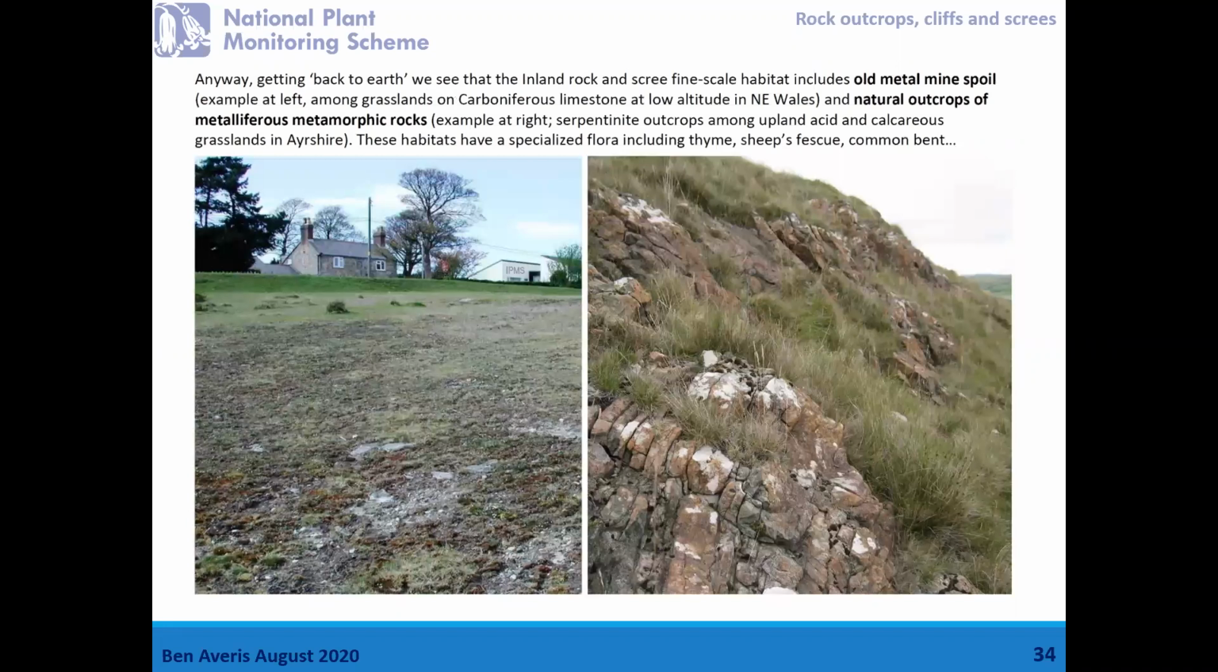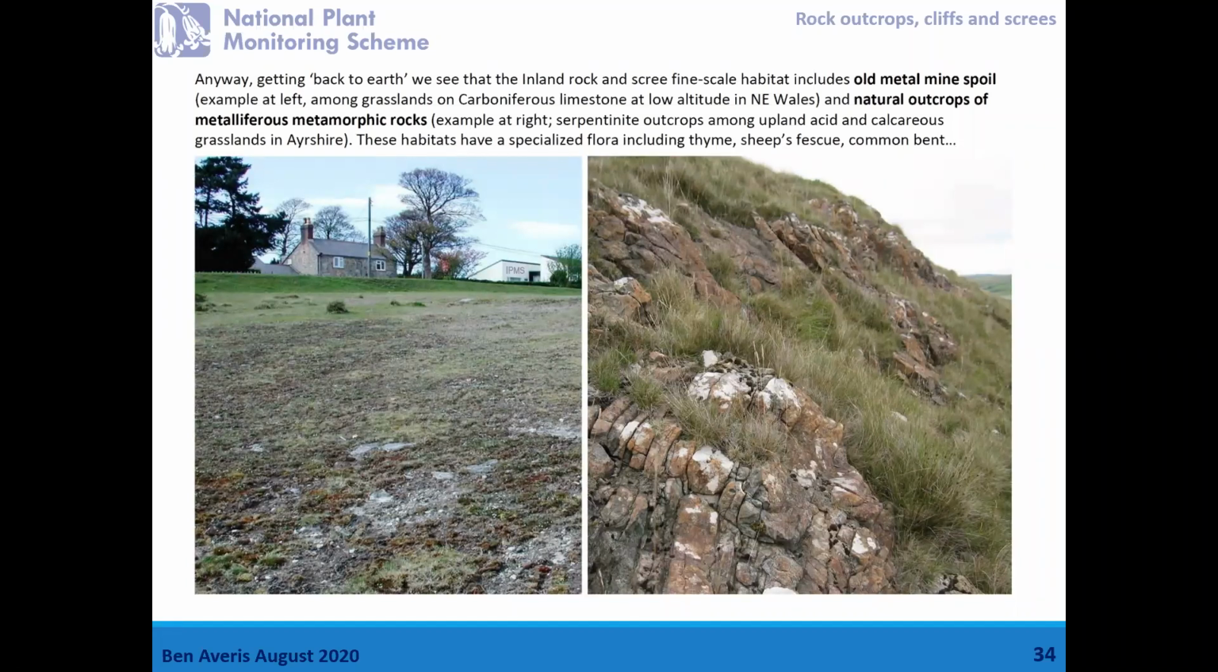Maybe the headquarters would be there in that dingy looking building in Flintshire in northeast Wales. How about that for headquarters of the International Plant Monitoring Scheme? But I'm not trying to do down Flintshire, because even in Flintshire there's very interesting places, including some metalliferous habitat associated with old mine workings, where metalliferous rocks and soils are being exposed, and they have their very specialized flora.